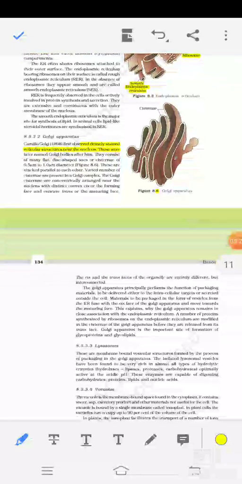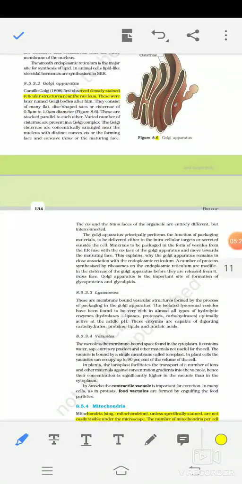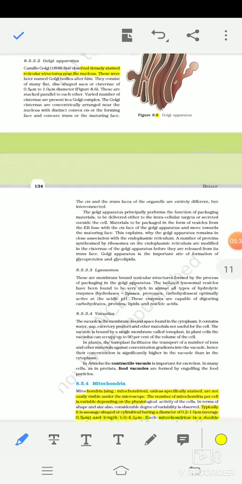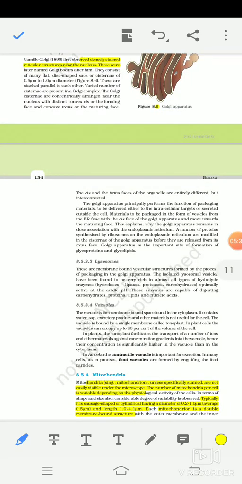Golgi apparatus. Dense reticulum, Golgi bodies, named after him.